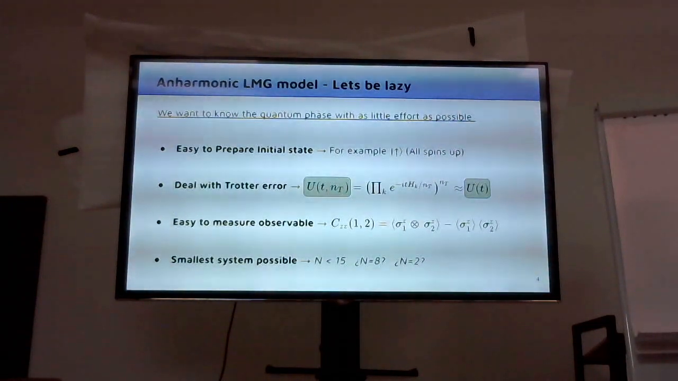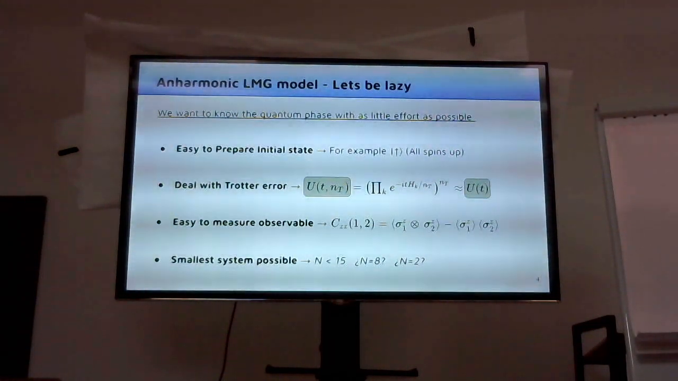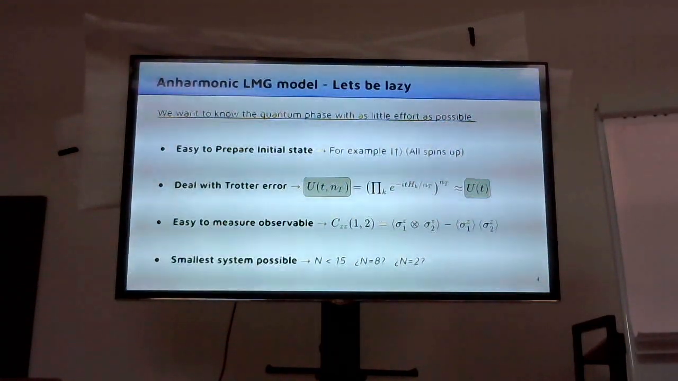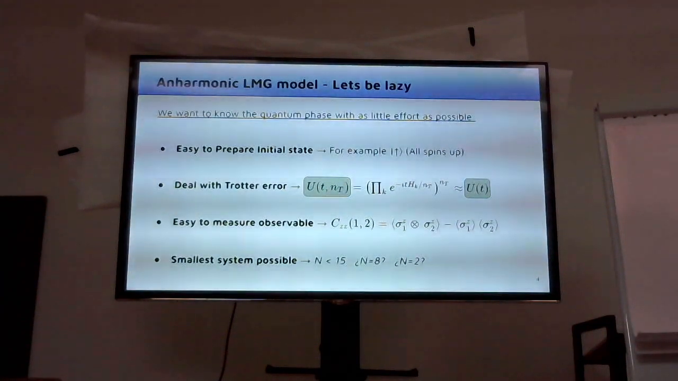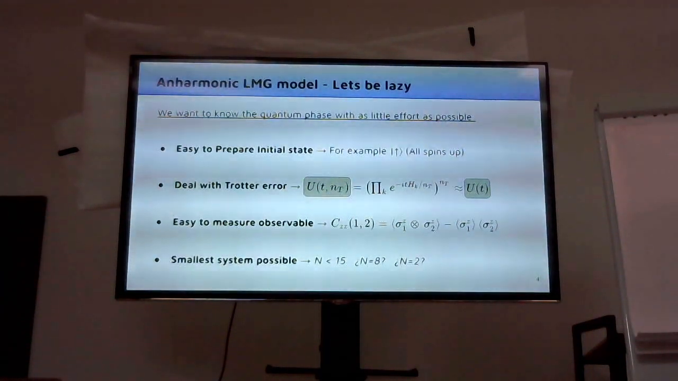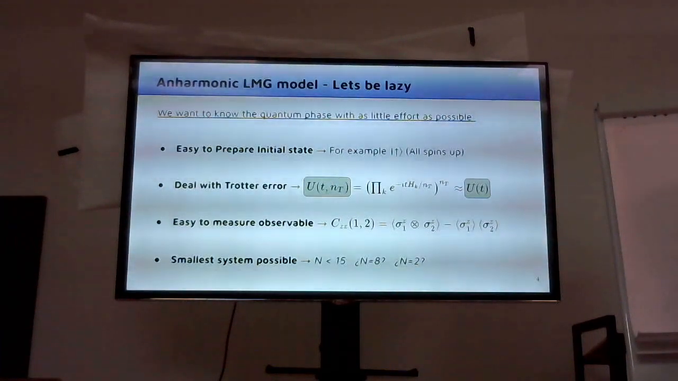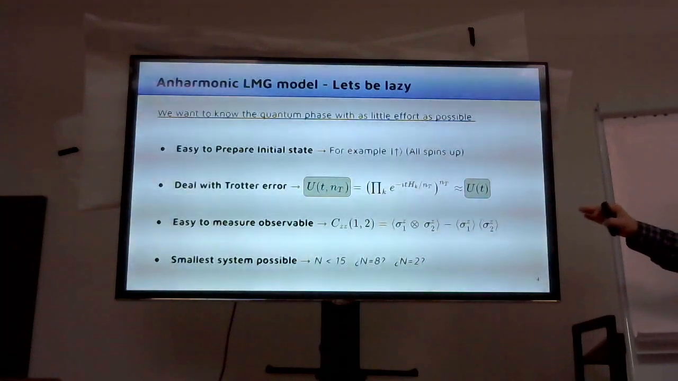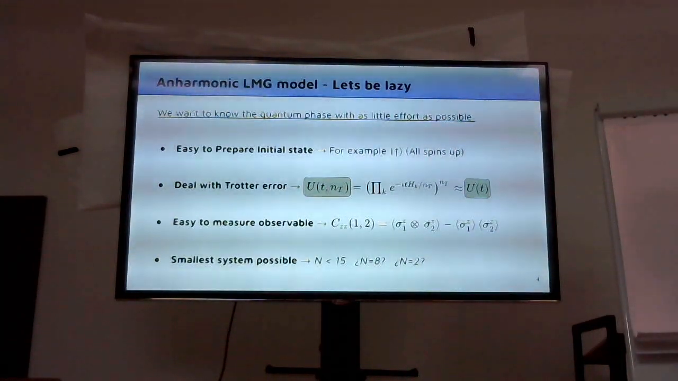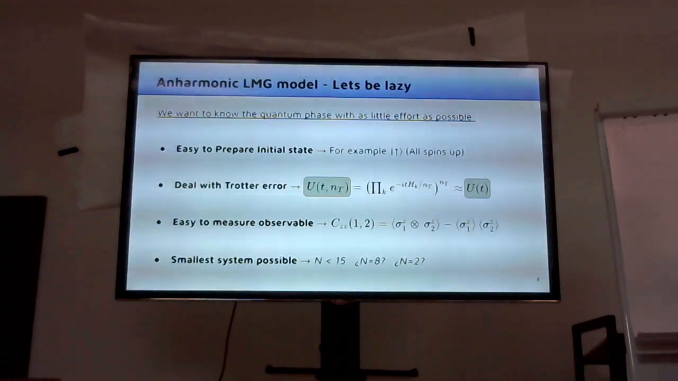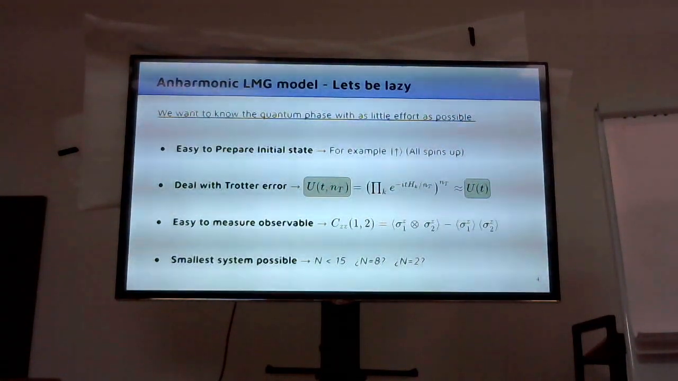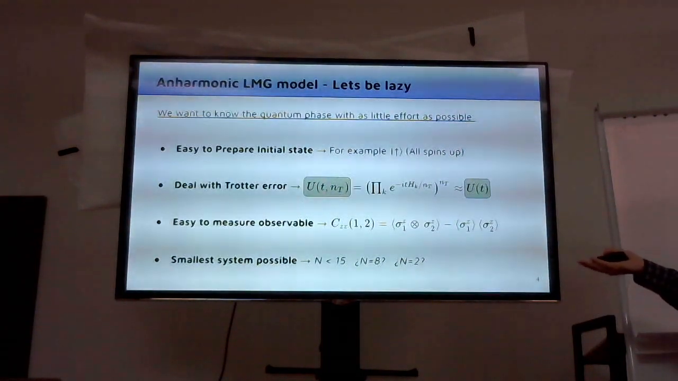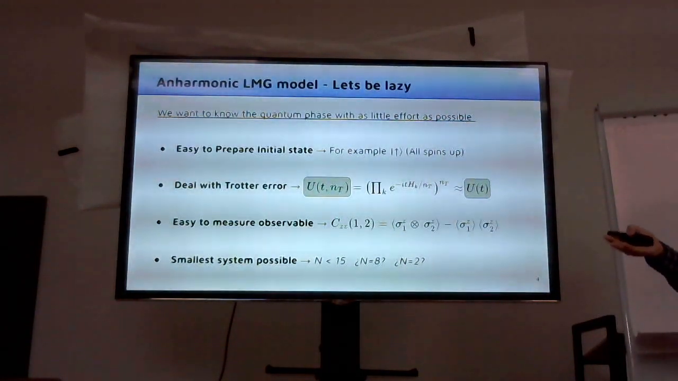Yes? Why do you say that this is an easy to measure observable? Because you have an observable which is not local, right? Sigma 1 z tensor product sigma 2 z, right? That's not local. If I have to be completely honest with you, I've been told that this is easy to measure. It is not easy to measure. Okay, well, you have to do something to measure it. I mean, you always have to do something, but I have been told that it's less complex than some other things that you need to do to extract the quantum phase transition.